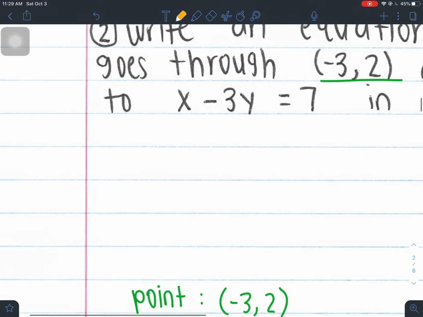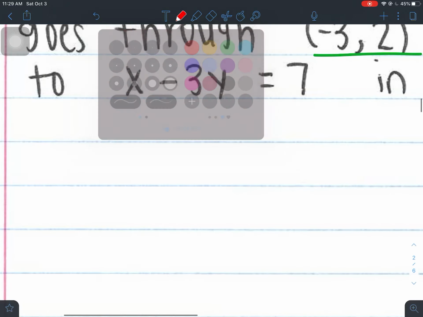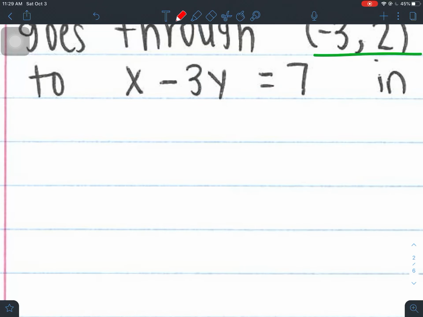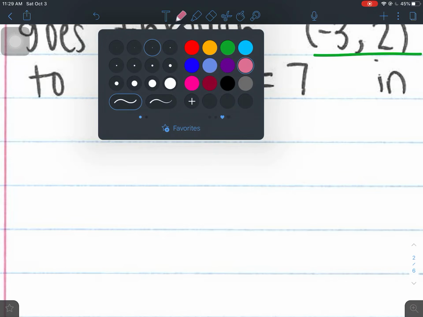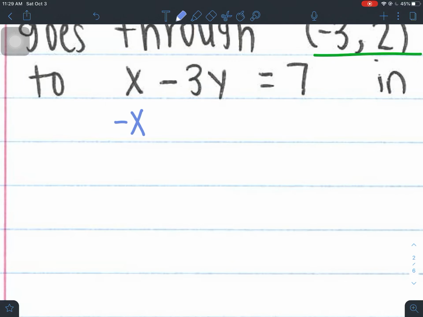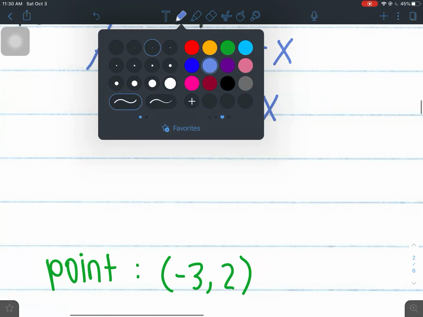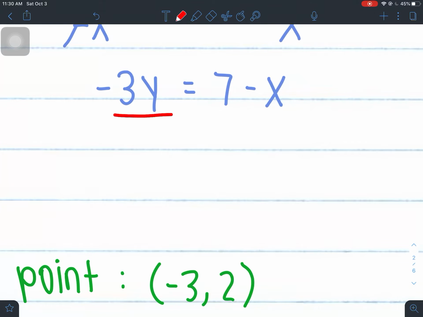Okay, so question is, do I know the slope of this current line? I do not. Y is not by itself, so I do not know the slope of this equation. So the first thing I need to do is get y by itself. I'm going to first subtract x on both sides. Actually, I'm not going to use this pink, I'm going to use lavender. I'm going to subtract x on both sides. So I have negative 3y equals 7 minus x. Now I've got to get y by itself, so I'm going to divide everything by negative 3.